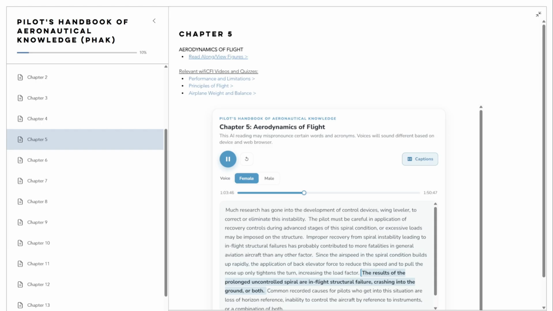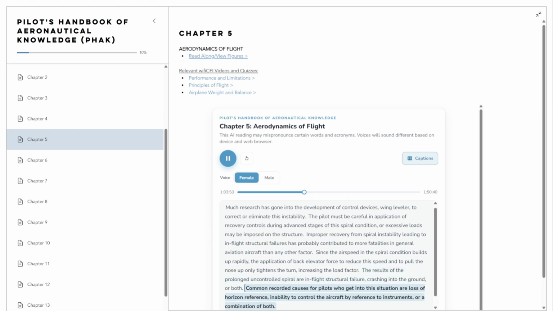The results of the prolonged uncontrolled spiral are in-flight structural failure, crashing into the ground, or both. Common recorded causes for pilots who get into this situation are loss of horizon reference, inability to control the aircraft by reference to instruments, or a combination of both.